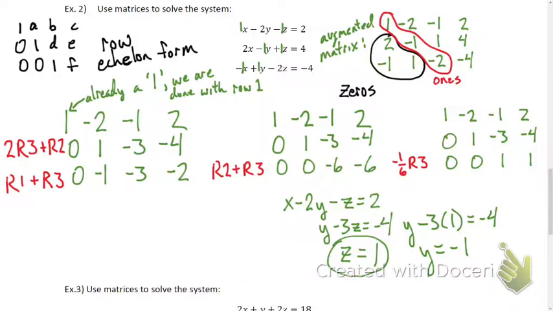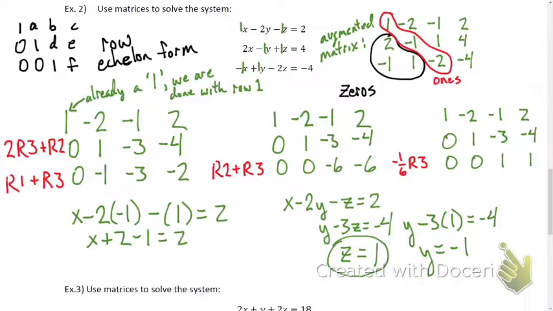Out of room on the right. Let's go back to left. x minus 2 times negative 1 minus 1 equals 2. And we're done. Hope that made sense. There will be one more example after this.